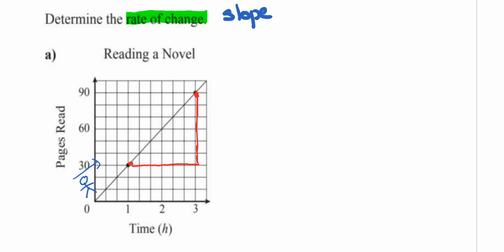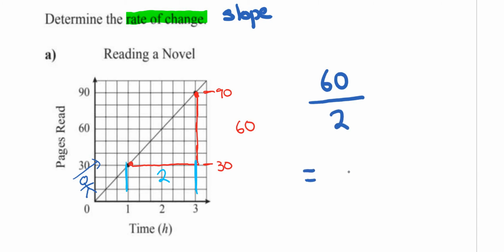Find your rise. Okay, so I'm going from a 30 to a 90, right? So the rise here is going to be 60. So 60 is my rise. And then what's my run? My run is from this direction right here, or that range. So from 1 to 3, that's going to be 2, right? So that horizontal distance represents 2 hours. So my rise is going to be 60, and my run is going to be 2. So that's going to be 30.